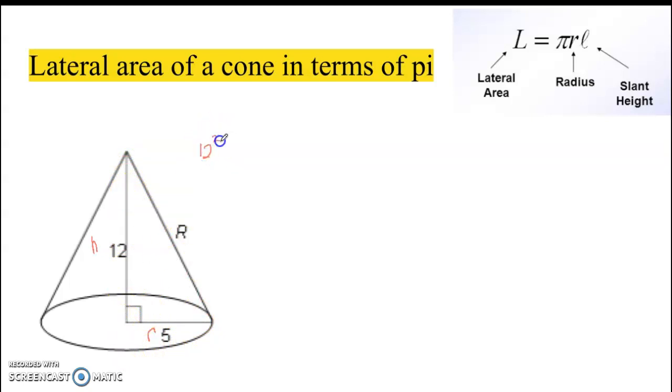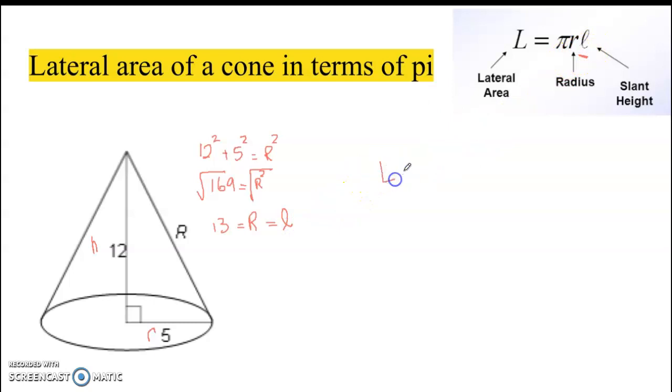So we need to find what r is. So this will be 12 squared plus 5 squared equals r squared. 12 squared is 144, 5 squared is 25. This works out to be 169 equals r squared. I don't know why there's an r, it's just there, it's just a variable. Take the square root, and this becomes 13 equals r. This is the same thing as saying L, which represents the slanted height.